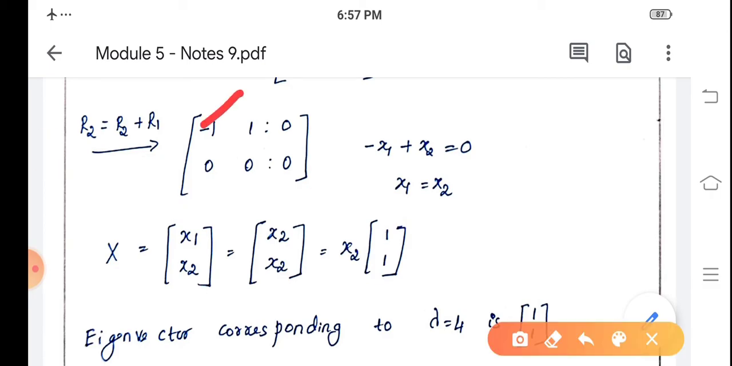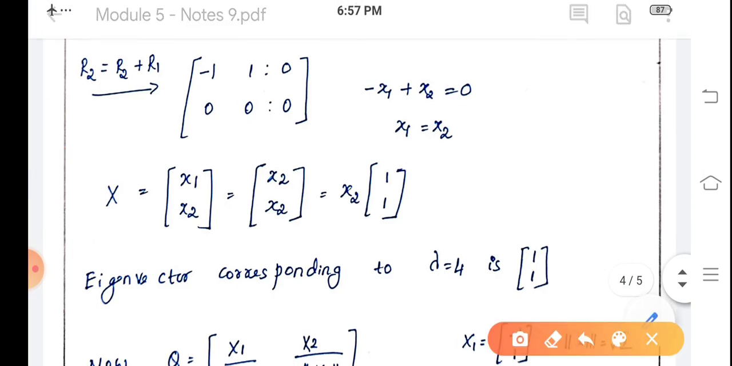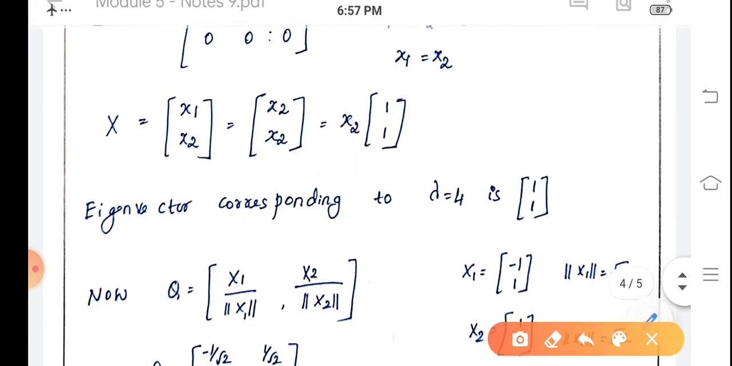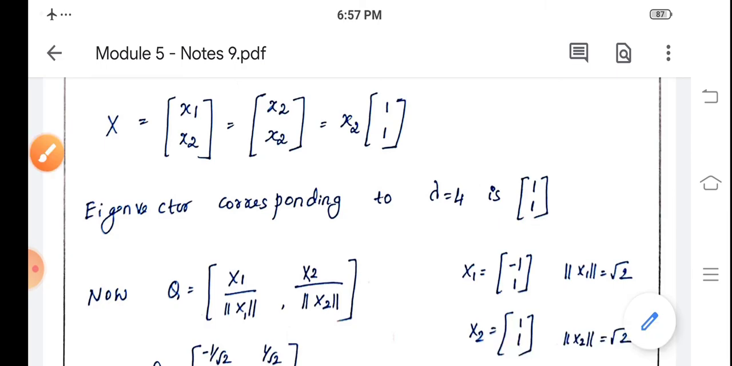Now we write the equation as minus 1 into x1 plus x2 equal to 0. That gives x1 equal to x2. So the eigenvector is x equal to x1, x2, that is x2, x2, or x2 into 1, 1. So the eigenvector for lambda equal to 4 is 1, 1.